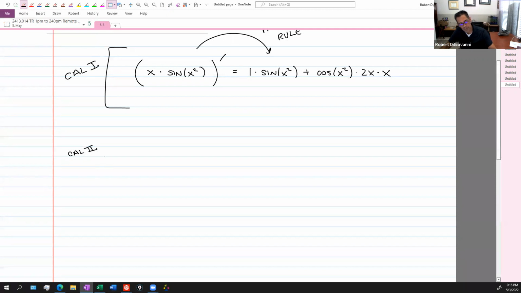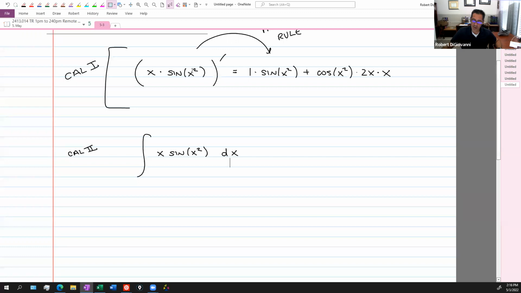Cal 2. What's the antiderivative of that? Not so easy. It's complicated, right? It's very complicated because we need to figure out what you take the derivative of to get this as an answer, right? To get this as an answer.